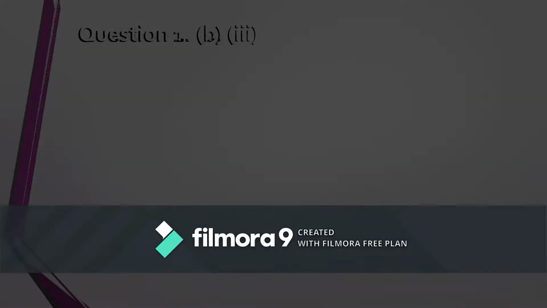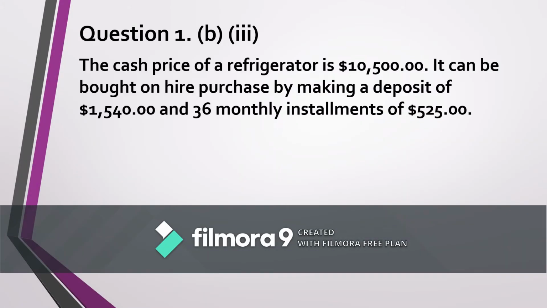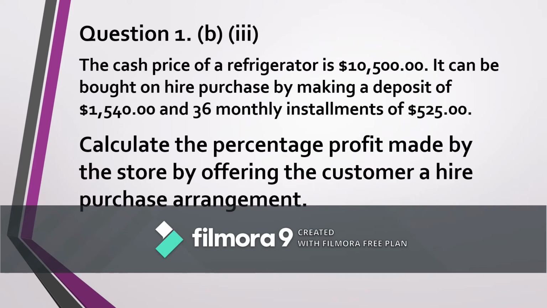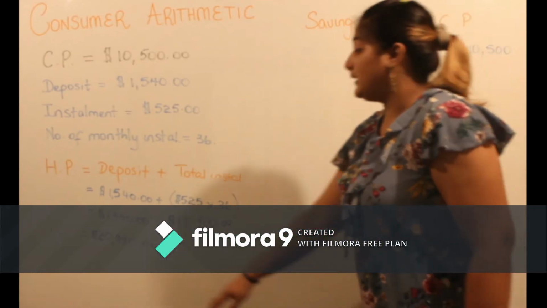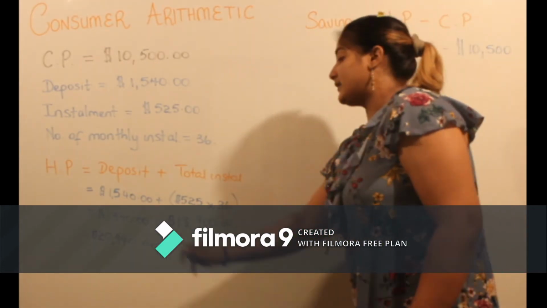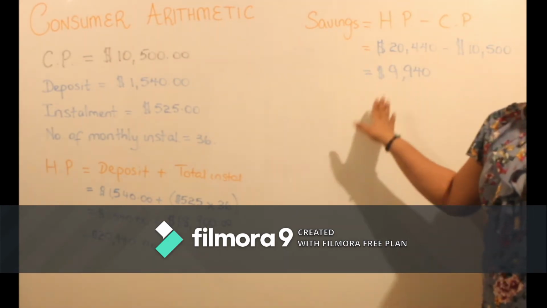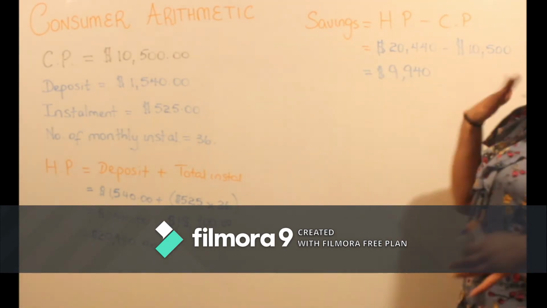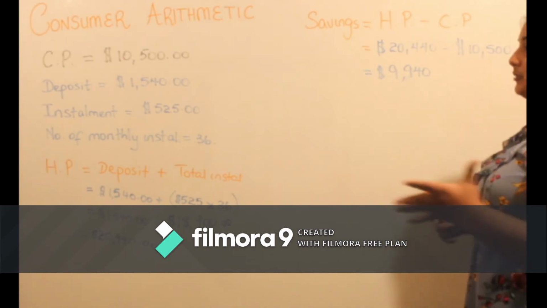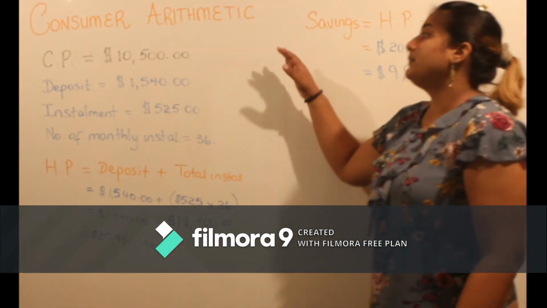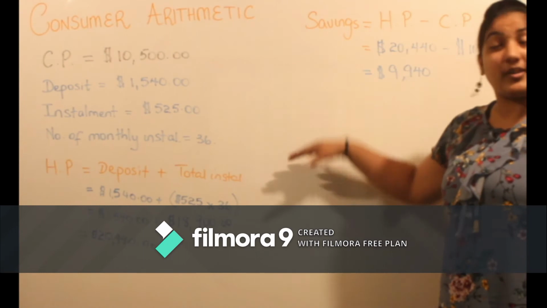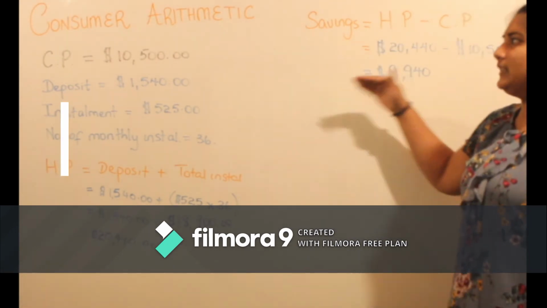Part of the question, our third and final part, is to calculate the percentage profit made by the store by offering the customer a hire purchase arrangement. Being able to calculate our hire purchase price correctly, as well as being able to find our savings accurately, will help us get to the third part.